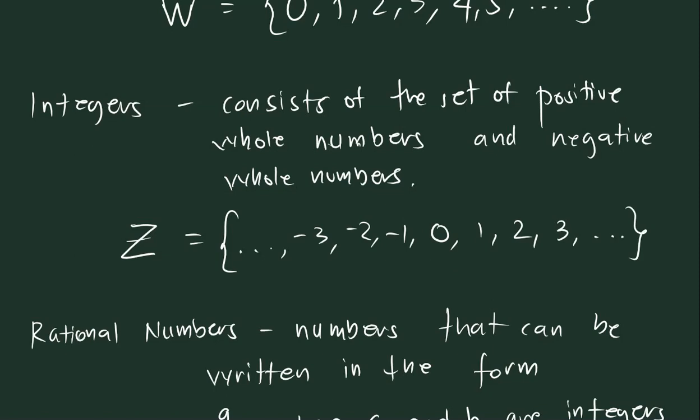As you can see, we have 0, and these right here are the whole numbers. The only difference is we now have negative numbers coming here from 0 to negative infinity. So these are the set of integers.